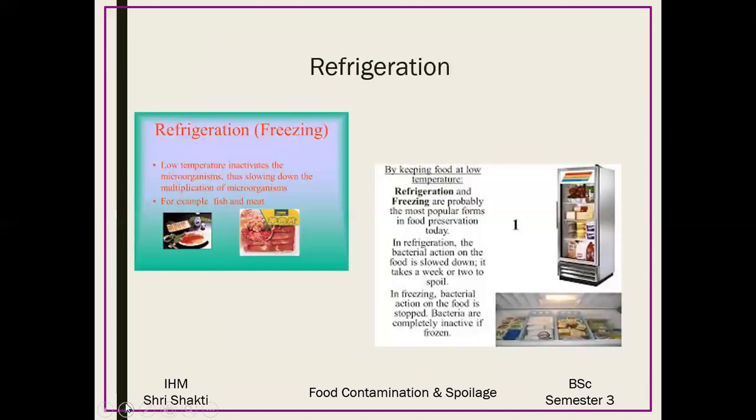Refrigeration and deep freezer: always make sure raw and cooked food are stored away from each other. Always have color-coded labels. Have a temperature log on the top of the refrigerator or deep freezer. Do not open the refrigerator and deep freezer continuously. Do not overload the refrigerator or deep freezer.